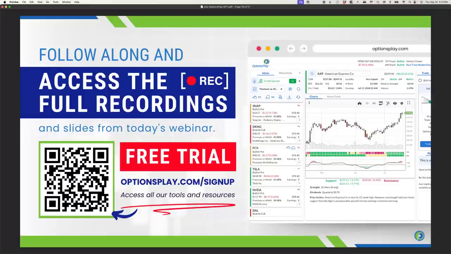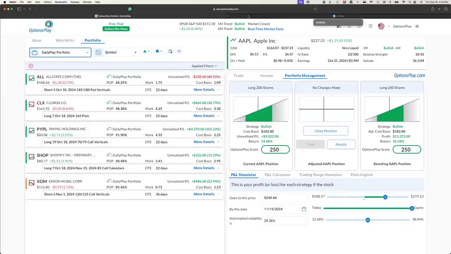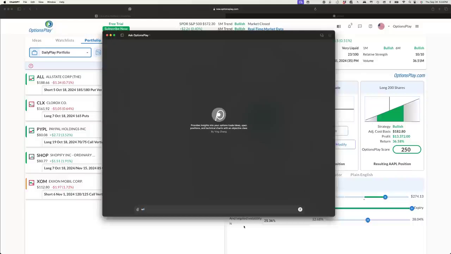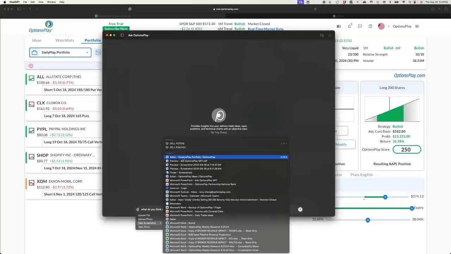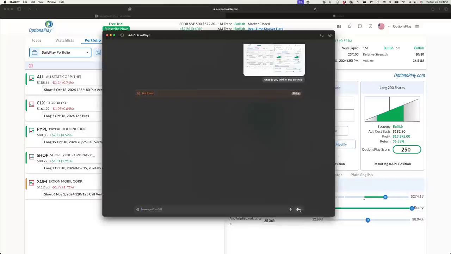What tool are you using to take a picture? I'm on a Mac, so that's natively built into Mac, the screenshot tool. If you're using Windows, there's a Snipping Tool that's native to Windows. So you can basically use either one. It takes a screenshot, and you can take that screenshot and apply it. And in the Mac version of ChatGPT as well, I can simply say, what do you think of this portfolio? And in the Mac version, you can even just say, take a screenshot of my OptionsPlay portfolio, and I actually don't have to take a screenshot. It actually does it for me and just uploads it as well.